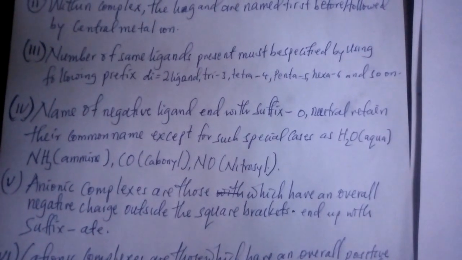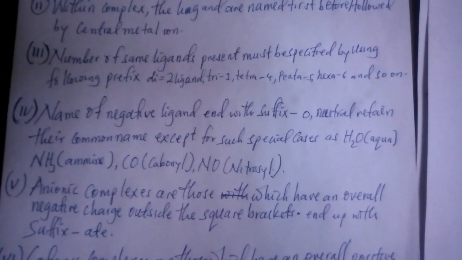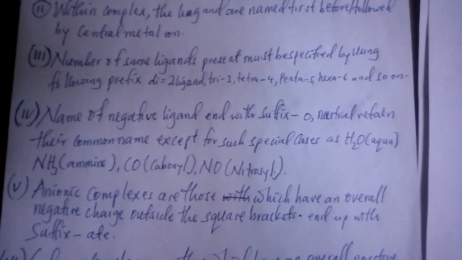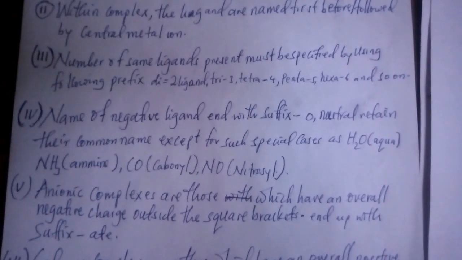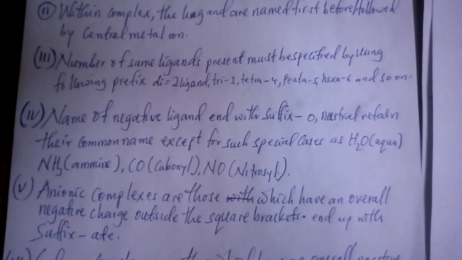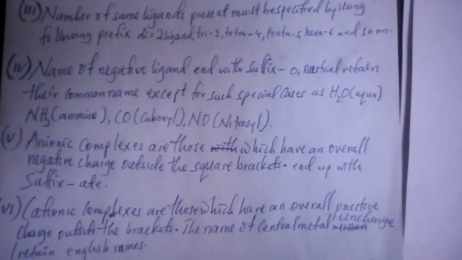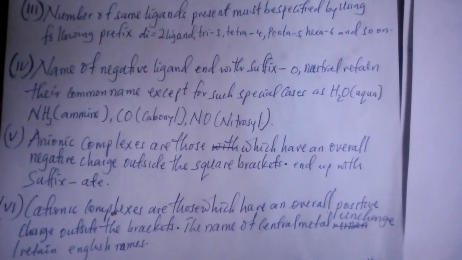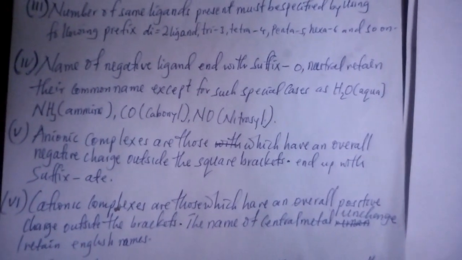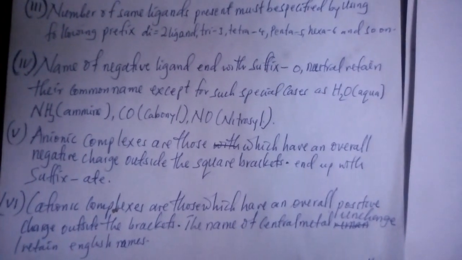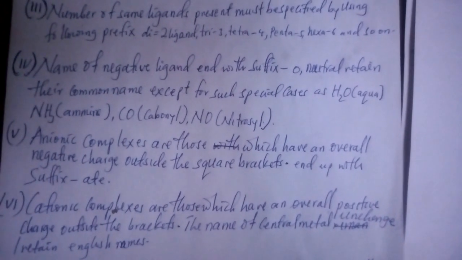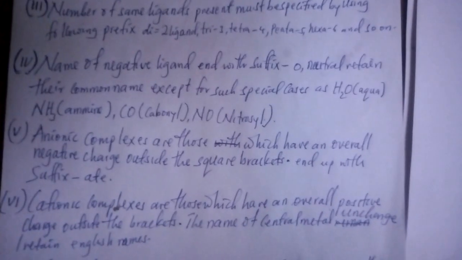Rule number 5: anionic complexes are those with an overall negative charge outside the square brackets, and the name ends with the suffix ate. Rule number 6: cationic complexes are those with an overall positive charge outside the square brackets. The name of the central metal remains unchanged and retains its English name.